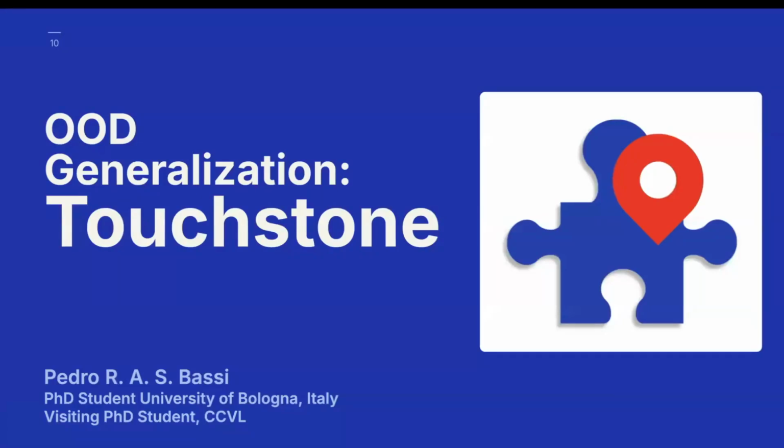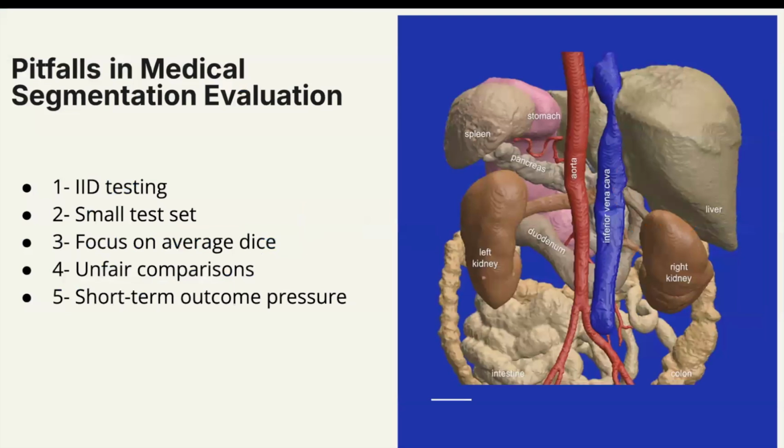Okay, now Touchstone, our benchmark that was accepted to NeurIPS this year. Touchstone also has a strong focus on out-of-distribution generalization. So we begin talking about what we find is wrong in the standard way people evaluate medical segmentation models.